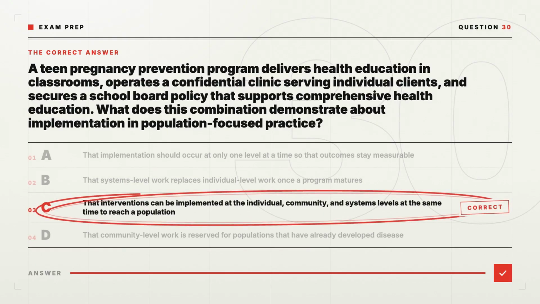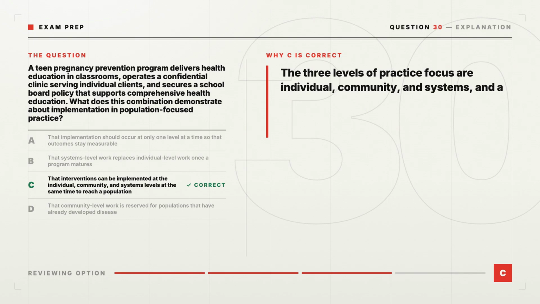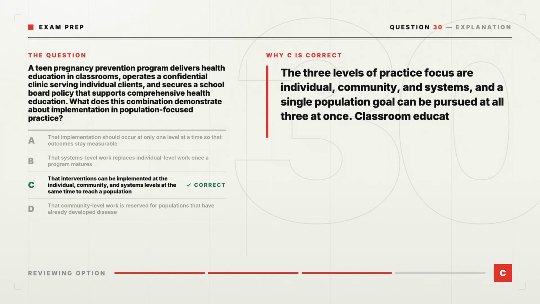The correct answer is C. That interventions can be implemented at the individual, community, and systems levels at the same time to reach a population. C is correct because the three levels of practice focus are individual, community, and systems, and a single population goal can be pursued at all three at once. Classroom education targets the community level, the clinic reaches individuals, and the board policy changes the system that shapes both. Reaching an entire population usually requires working at more than one level because no single level touches everyone.